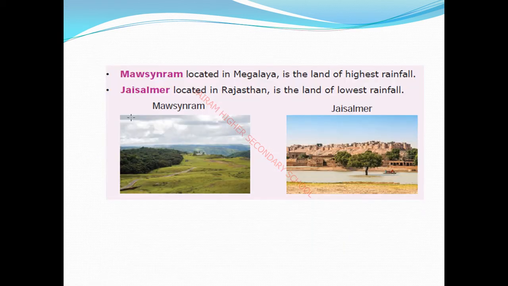Here, regarding natural resources, we are going to see some extras. Here, Mawsynram is a place located in Meghalaya. Meghalaya is in the northeastern states. Apart from the seven states, one of the states is Meghalaya, where Mawsynram is located. The place is known for its speciality as the land of highest rainfall.